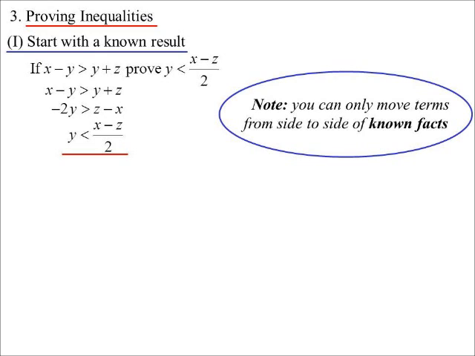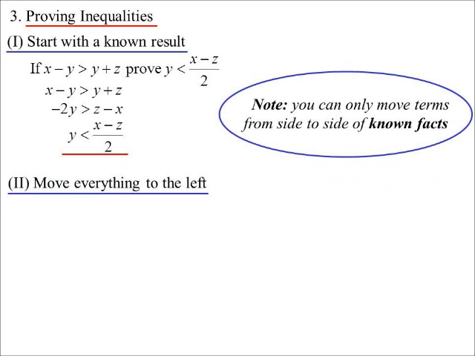So what I'm basically saying is you can only move terms from side to side from known facts, things you know to be 100% true. If it's what you're trying to prove, you can't, because you don't know that's true yet. You're trying to prove that. In this case, I started with something we knew to be true, so I could manipulate it and come up with the result.